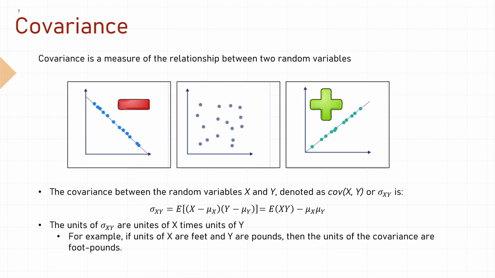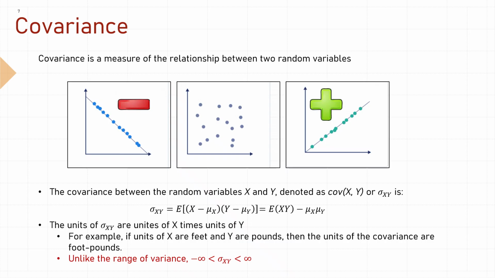For instance, if x is measured in feet and y is measured in pounds, the covariance will have units of foot-pounds. This is because the covariance calculation involves multiplying the units of x and y. Unlike something like variance, which is always positive, covariance can take on any value between negative infinity and positive infinity.